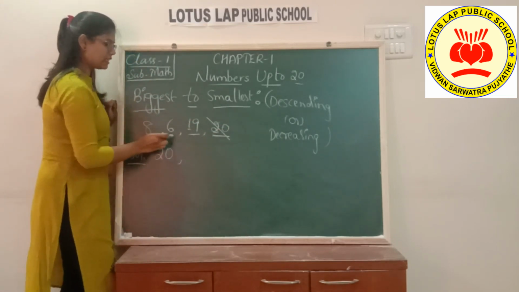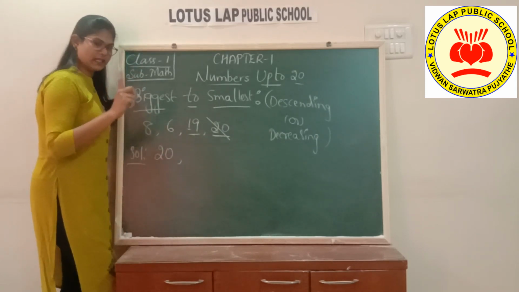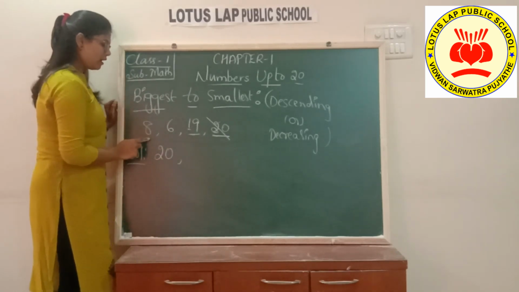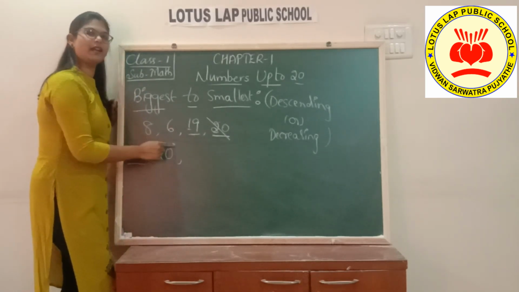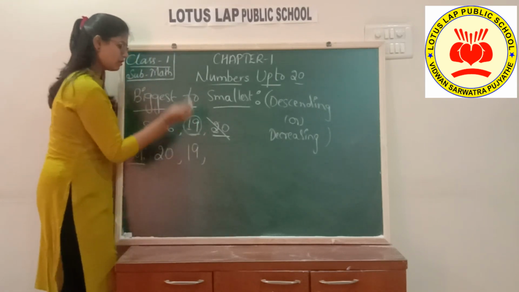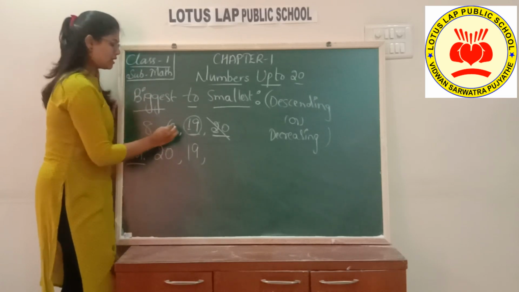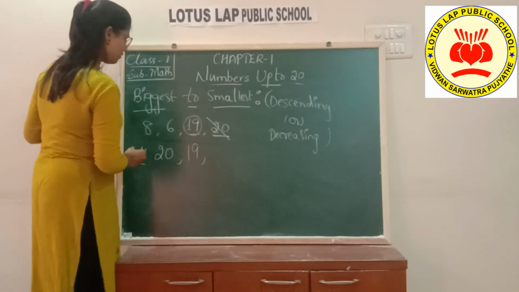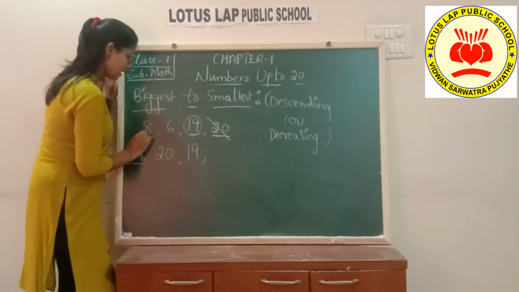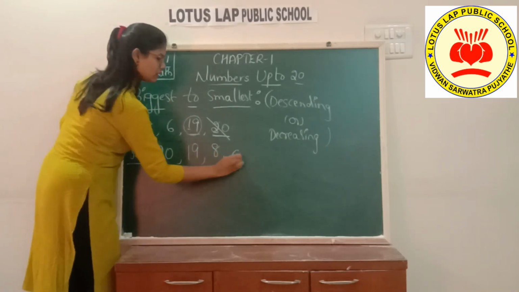We have 8, 6 and 19. Here, 8 and 6 are 1 digits. Obviously, 19 is a 2 digit one. So, 19 is bigger than 8 and 6. 19 is also finished. 8 and 6 we have here. So, now which one will be the bigger one? Obviously, 8. And the next one is 6.